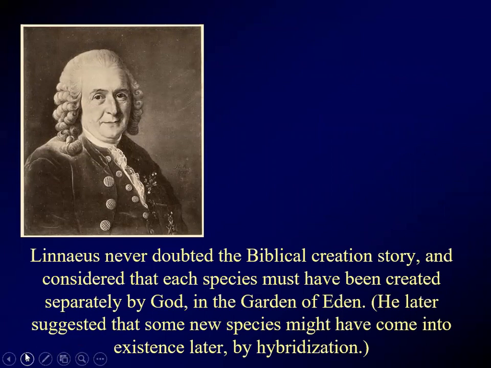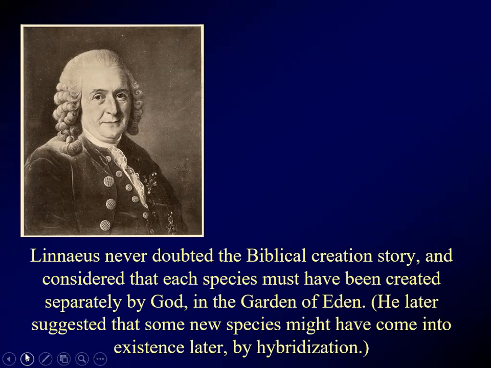Linnaeus never doubted biblical creation. He did eventually suggest that some new species might have come into existence after creation by hybridization. As we'll see, sometimes if you crossbreed two species of plant, you can get a third that doesn't look like either parent. That can happen, and Linnaeus noticed it. But aside from that, each species must have been created separately in the Garden of Eden.